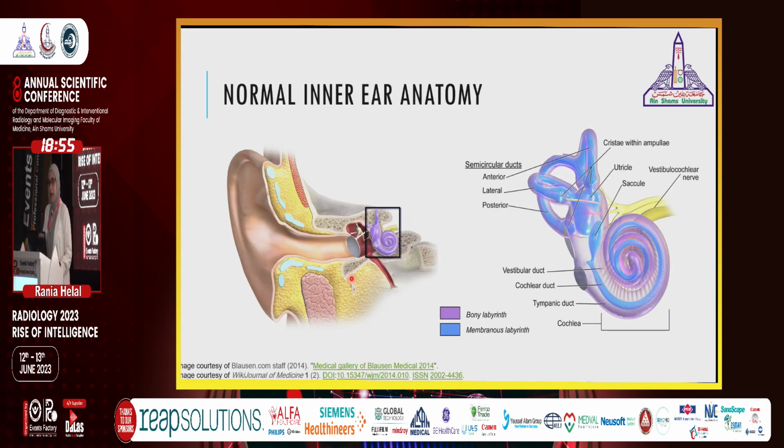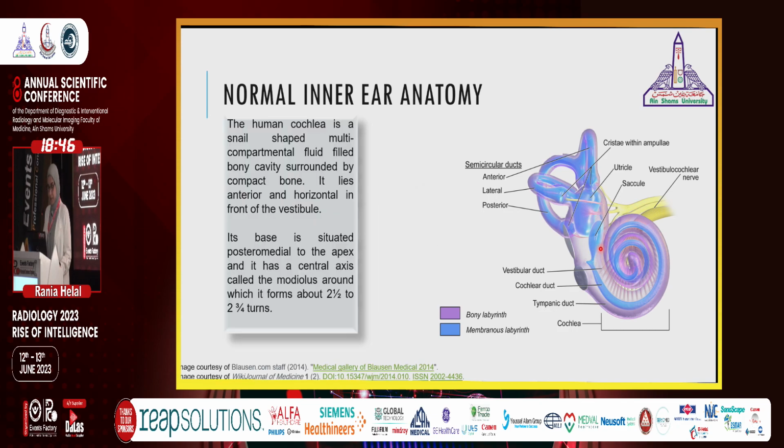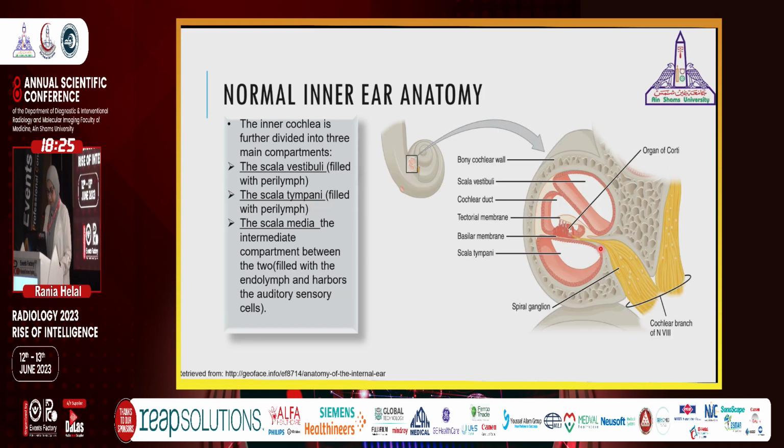Here is a simple diagram explaining the inner ear. It simply consists of the cochlea, vestibule, semicircular canal, and the nerve supply to each of them. The human cochlea is a snail-shaped, multi-compartmental fluid-filled bony cavity surrounded by compact bone. It lies anterior and horizontal in front of the vestibule. Its base is situated posteromedial to the apex, and it has a central axis called the modiolus, around which it forms 2.5 to 2 3/4 turns.